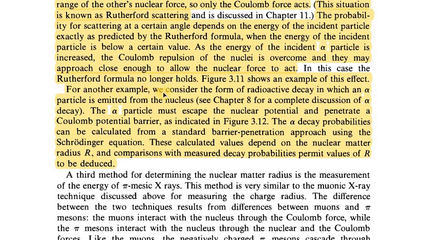For another example, we can also consider an experiment in reverse order. Now we have considered that the alpha particle is entering into the nucleus. We can also consider the reverse order, where an alpha particle is escaping or emitted from the nucleus. The alpha particle must escape the nuclear potential and penetrate a Coulomb barrier potential as indicated in the figure.